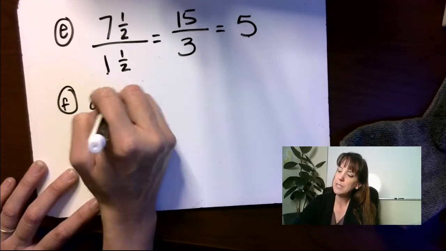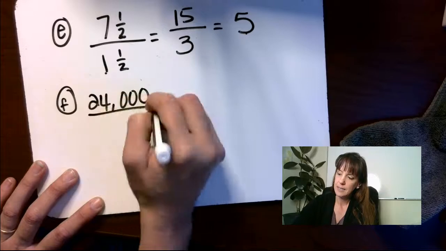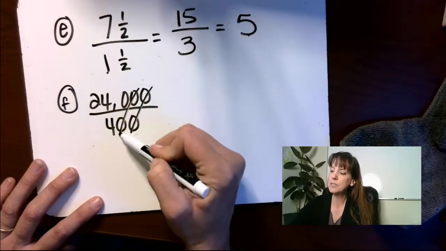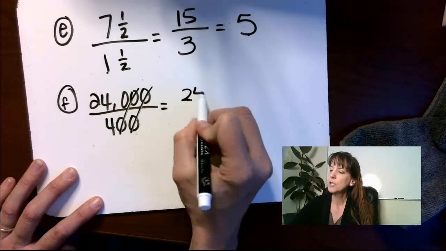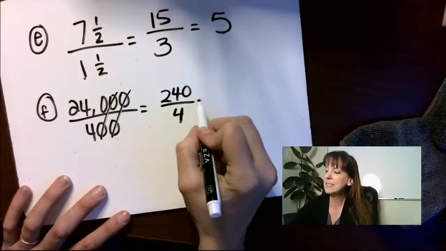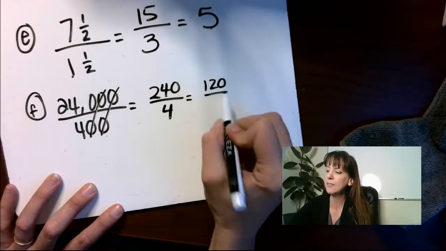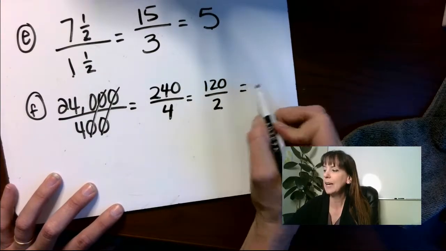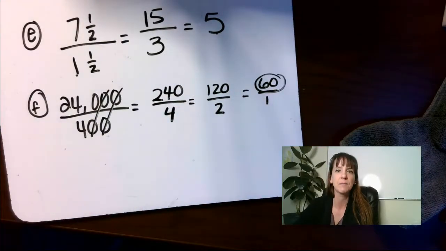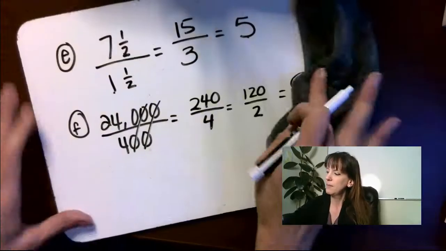All right, let's see, F. We have mental calculation for these guys. 24,000 divided by 400. Let's lob those zeros off, and what I have is 240 divided by 4, right? Well, I can cut these in half. I get 120 divided by 2. Cut them in half again, I get 60 over 1. So it would be 60, okay? That was F.